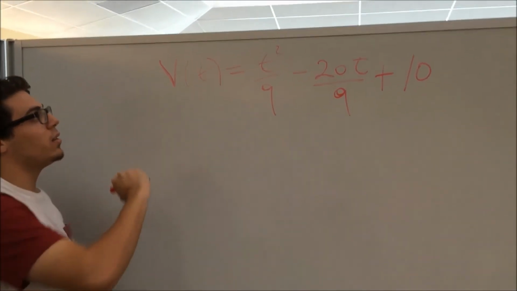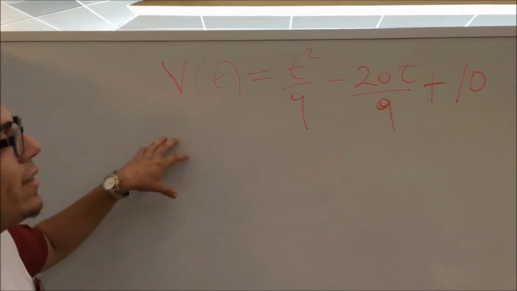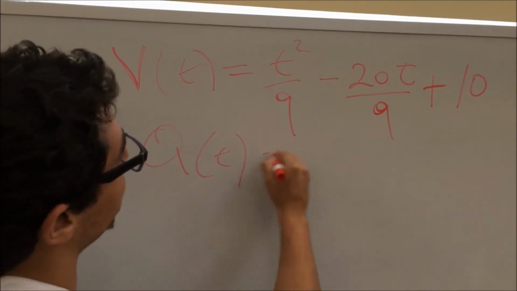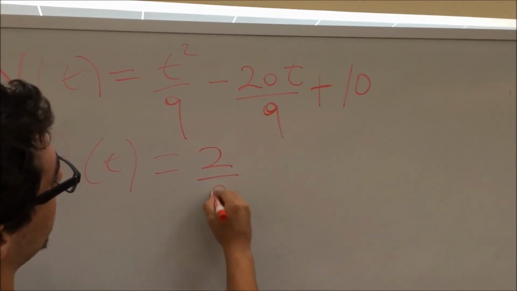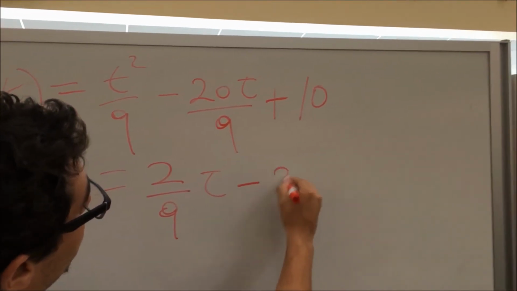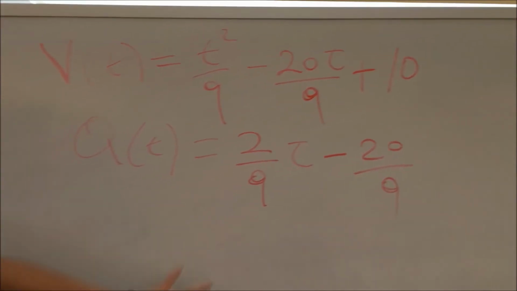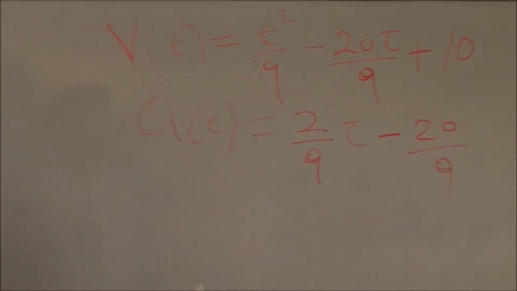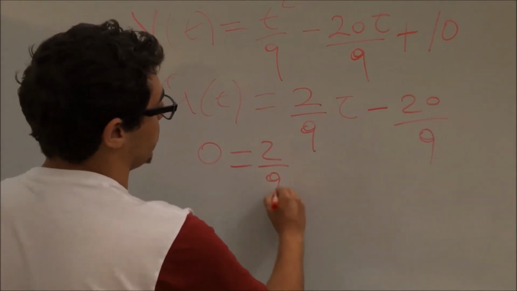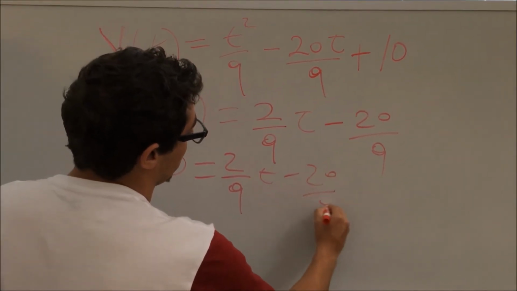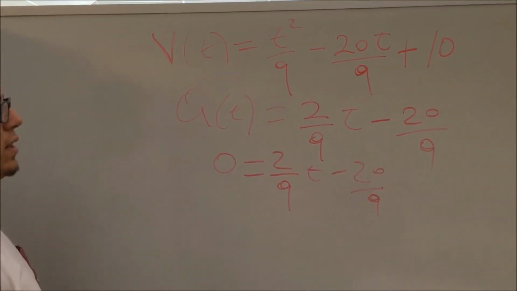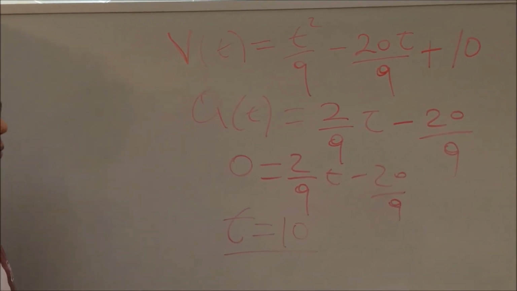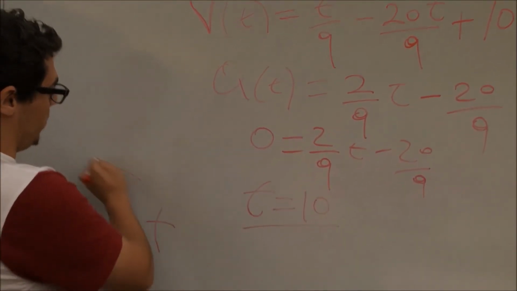Okay, so once we found the velocity equation, we can go ahead and find the acceleration equation by simply taking the derivative, which is going to be equal to 29 over t minus 29. So once we found the acceleration equation, we can go ahead and set this equal to 0. And once we set it equal to 0, we're going to find out that t is going to be equal to 10.